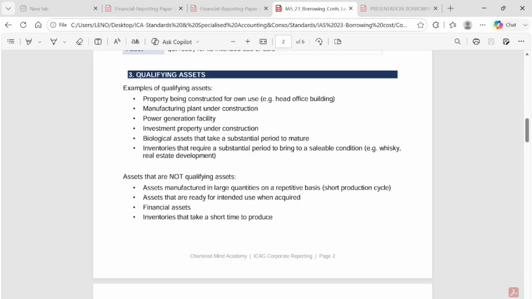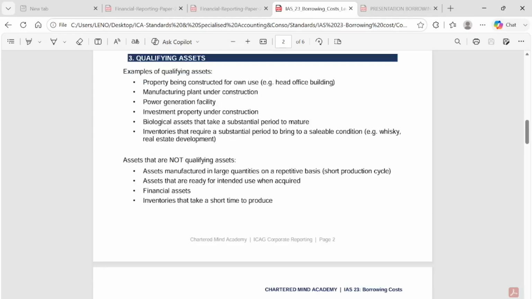Now the assets that do not qualify are assets manufactured in large quantity on a repetitive basis, with a short production cycle. So when the company produces a product for sale, right? Maybe the company is producing soap, so this soap is repetitive. They produce, they sell, they restock. So those ones don't qualify as a qualifying asset. Assets that are also ready for intended use when acquired. As earlier indicated, when an asset was acquired, you just went and bought the asset. No. And we have financial assets, financial investments, and so on and so forth, which are also not a qualifying asset. Inventory that takes a shorter time period, as earlier explained.